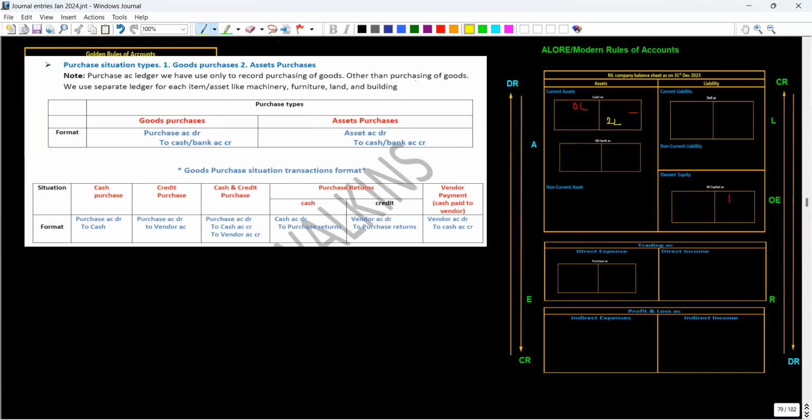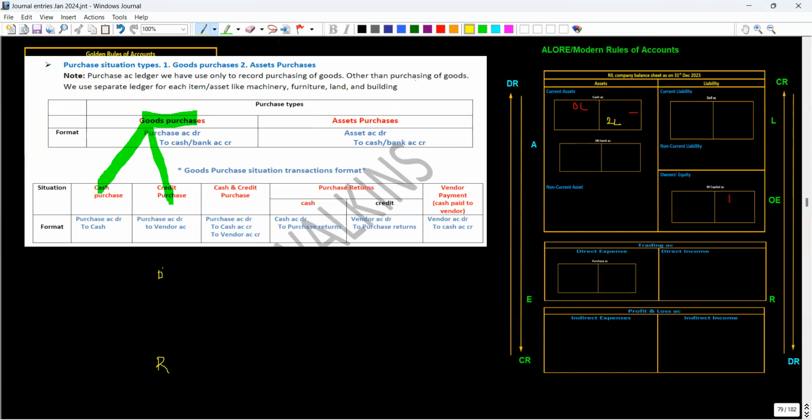Next one. Under goods purchases, the first one is what? Goods cash purchases and goods credit purchases. You already know what goods cash purchases and credit purchases are. Still, I will repeat here. So Reliance company and there is a Dell company. First take the cash purchases.